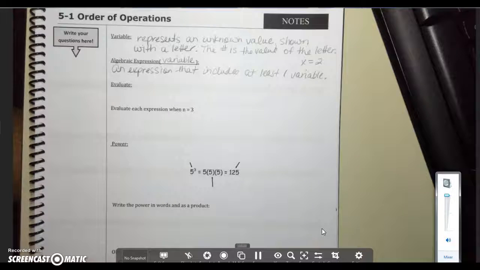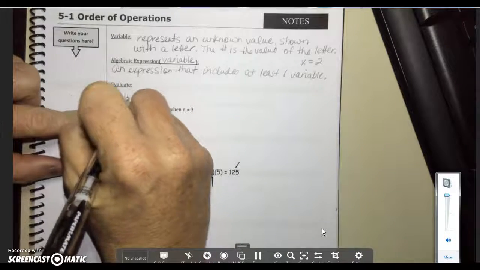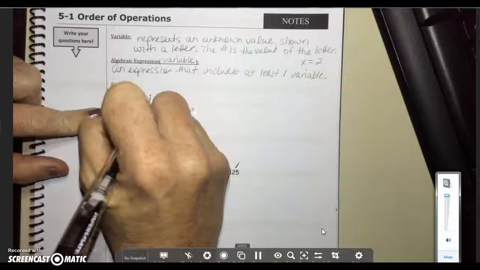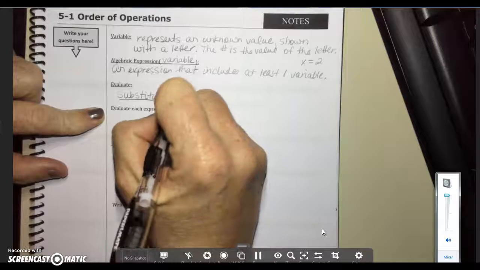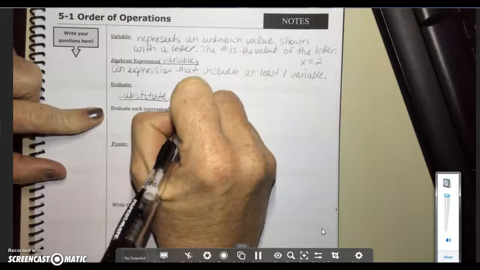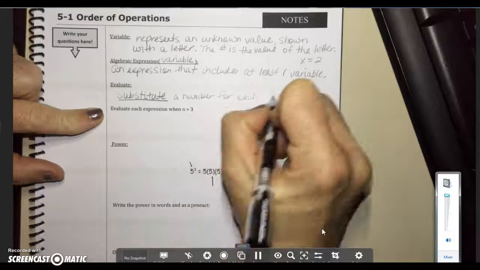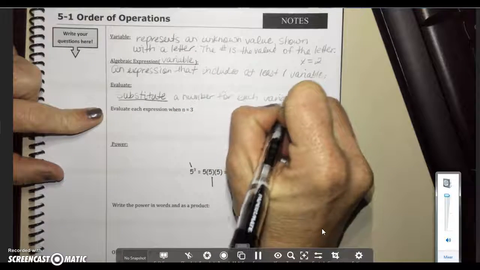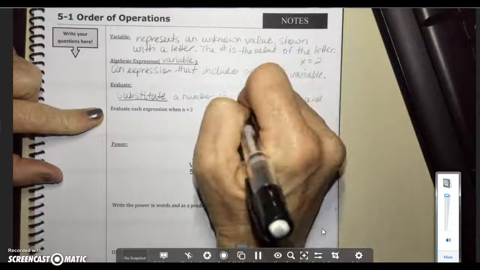Okay, evaluate. So you're going to see things that say, like, evaluate the expression. That's fancy lingo for figure it out. That's all it means. So we're going to substitute, another big word in math and algebra specifically, a number for each variable and find the answer.